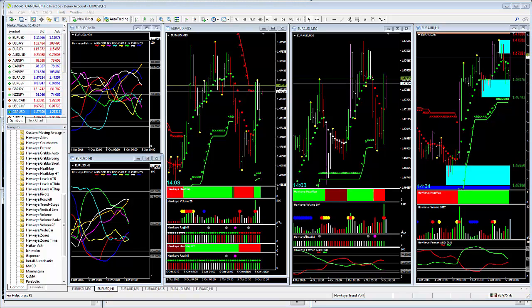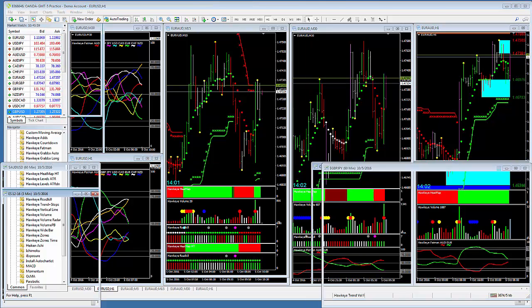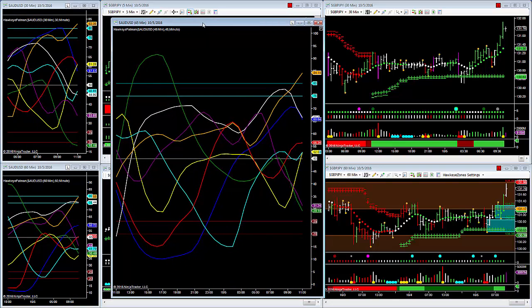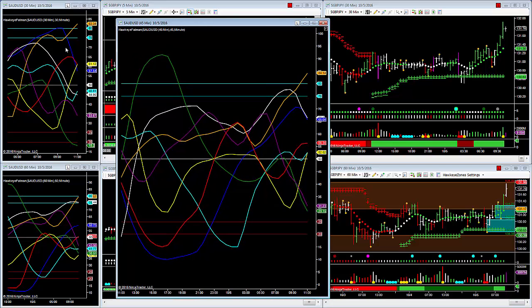If I would pull up NinjaTrader, then I can pull up a 45-minute Fat Man. And here you can see I have a 45-minute Fat Man compared to a 30-minute or a 60-minute. So you can see a 45-minute approximation of the same chart, but this is on a different market using NinjaTrader.